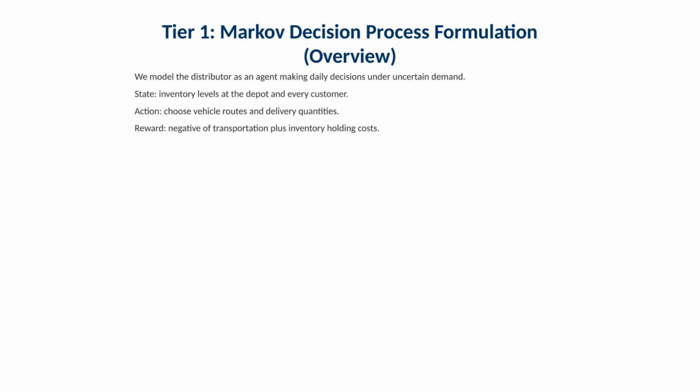Tier 1 frames the distributor as an agent making decisions over time under uncertain demand. Each day you observe inventories, choose routes and delivery quantities, and then demand is realized. This framing is useful because it forces you to define the system state, the set of feasible actions, how inventory evolves, and how cost accumulates over the planning horizon.